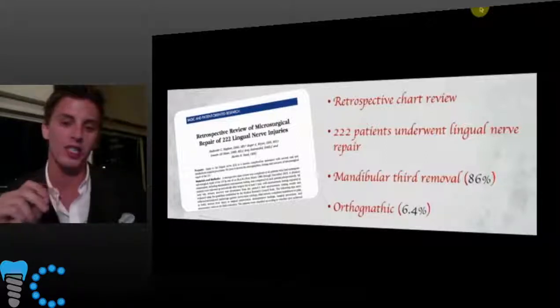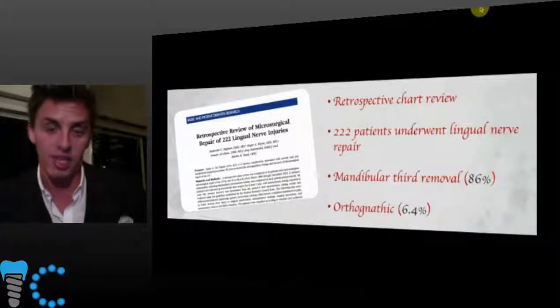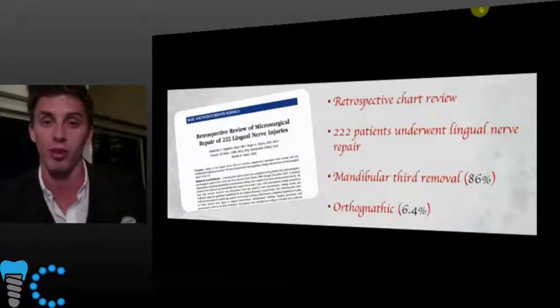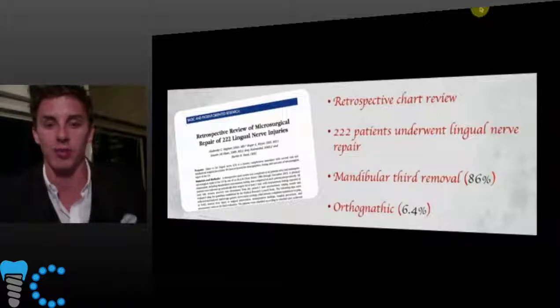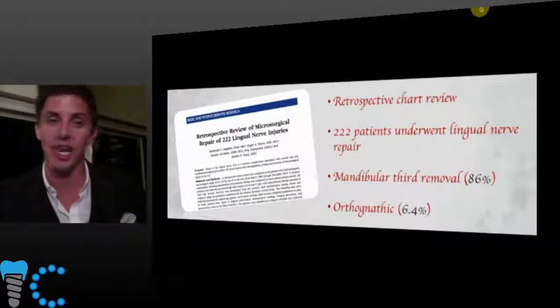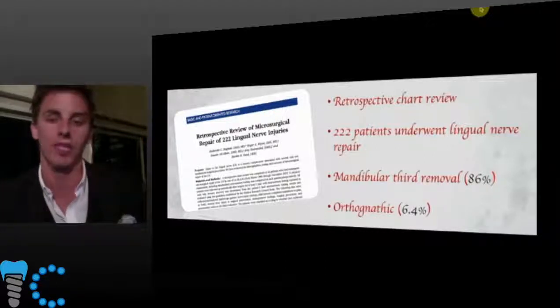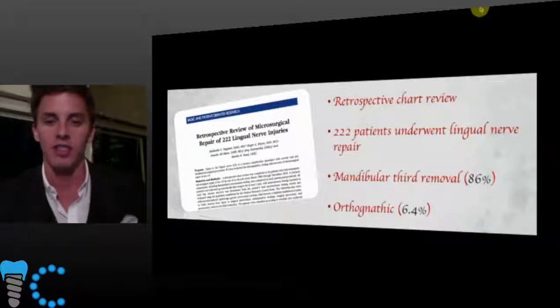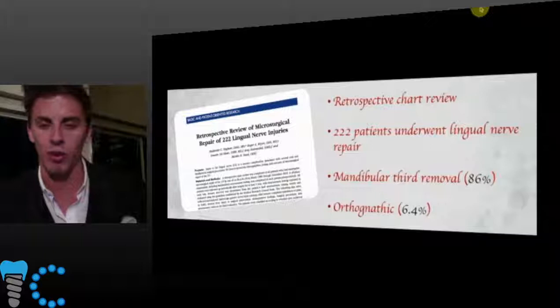What was interesting and not surprising is the fact that the most common complication was mandibular third molar at 86%, right? Which is not surprising. That's why we have to be careful with our flap design and when we reflect our flaps and when we're using surgical handpieces so we don't perforate the lingual plate. 6.4% was from orthognathic surgery.